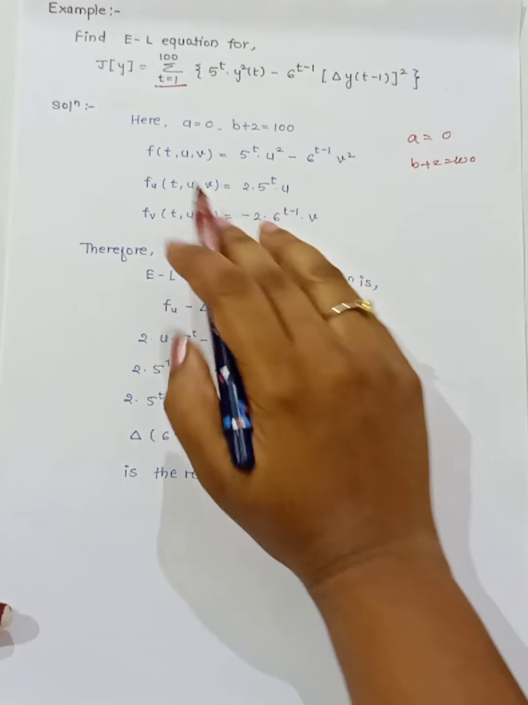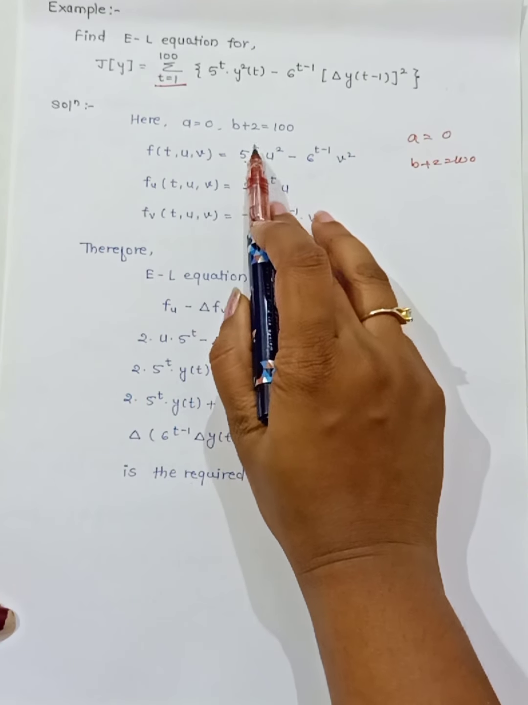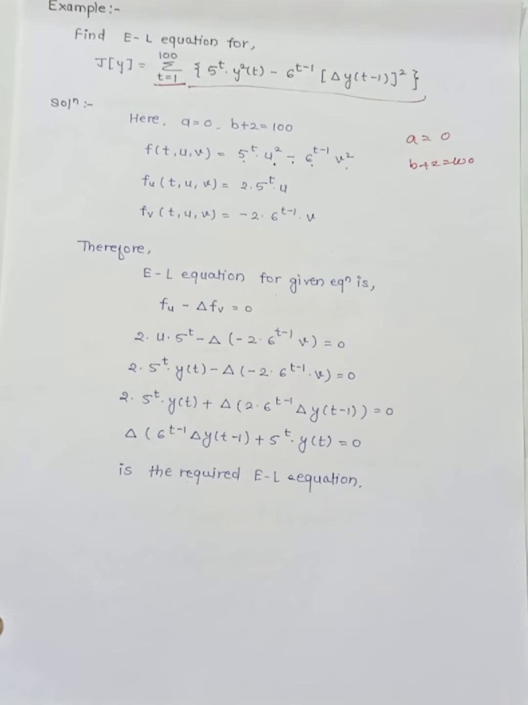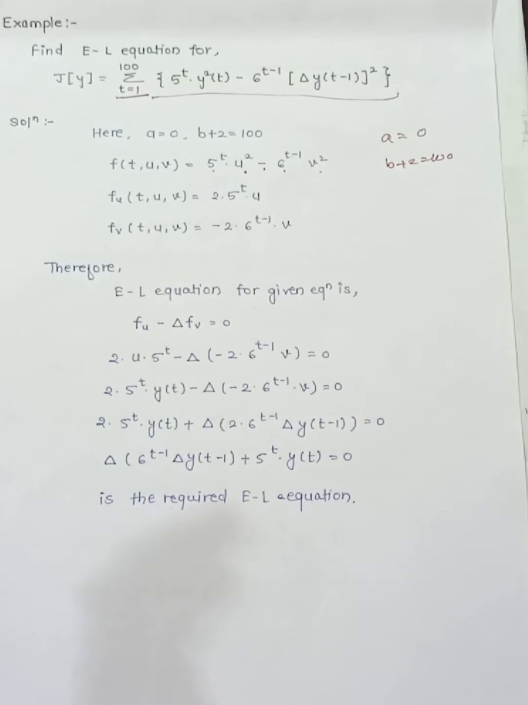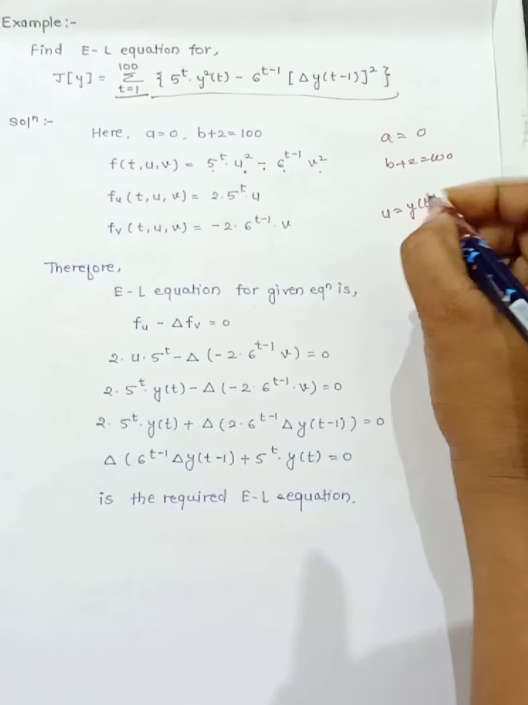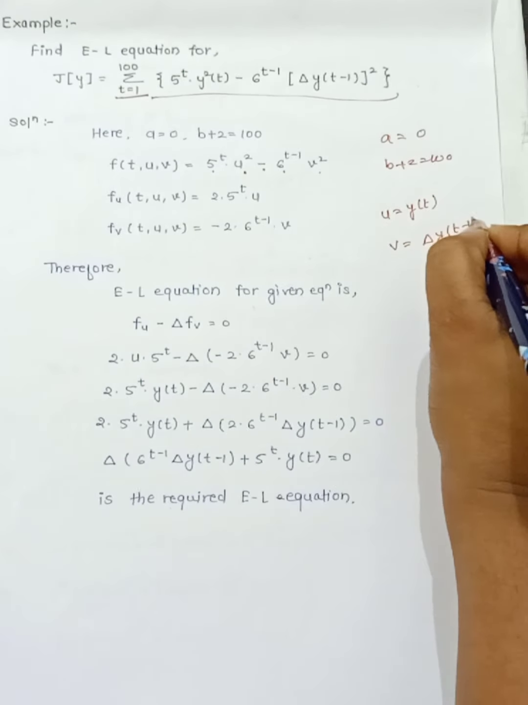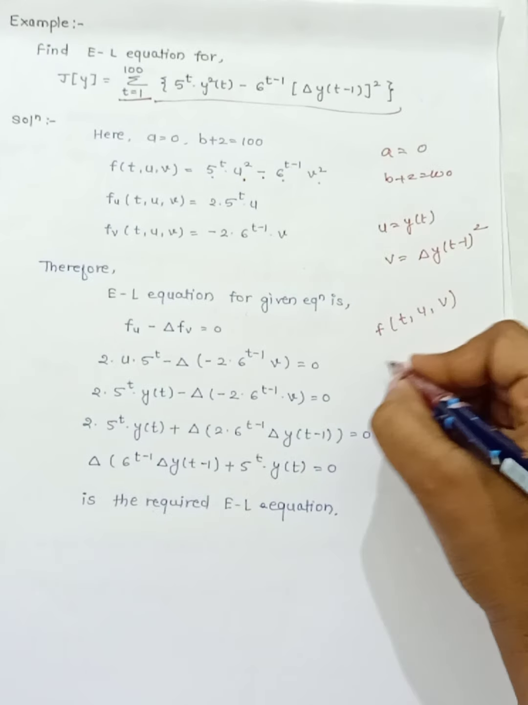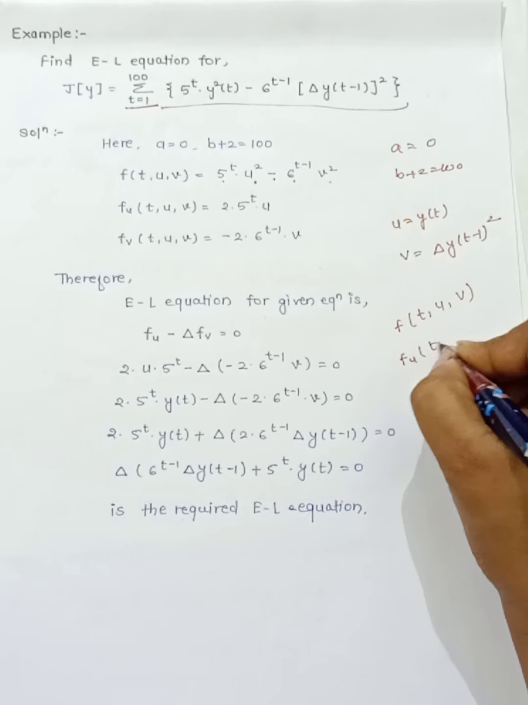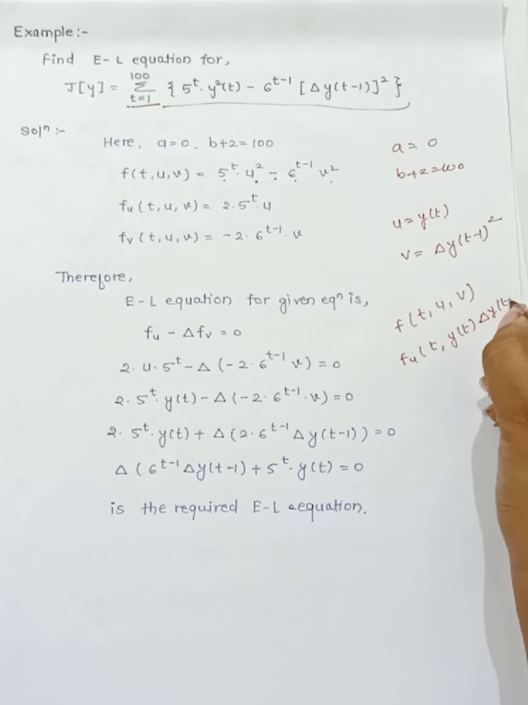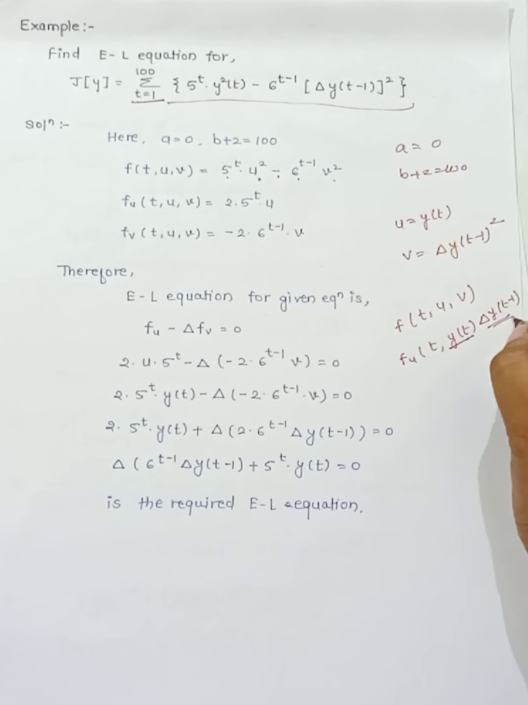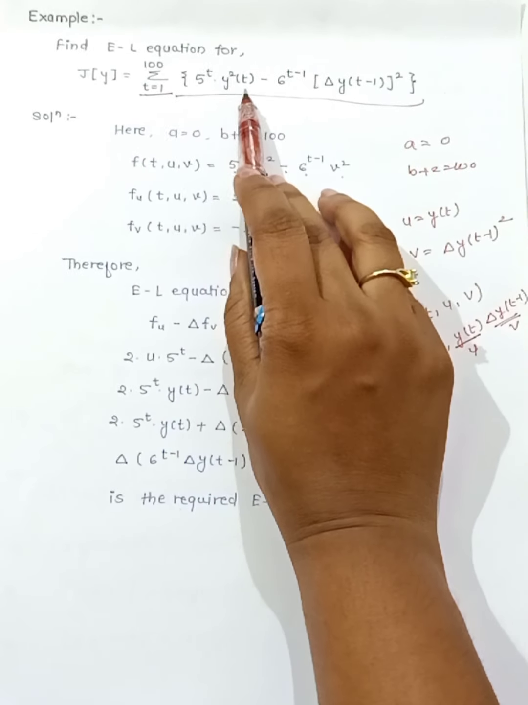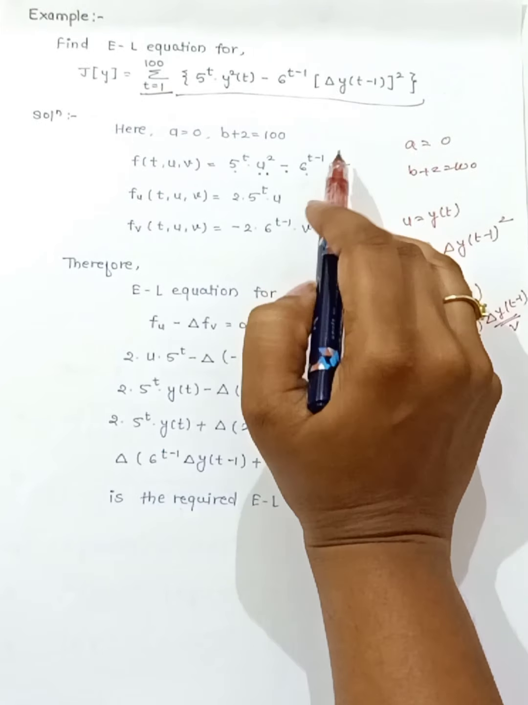So let's continue. f(t, u, v) is equal to 5^t u² − 6^(t−1) v². We have this as f(t, u, v), but we have u equals y(t) and v equals Δy(t−1), because we have seen earlier that when writing f(t, u, v), we write f(t, y(t), Δy(t−1)). So this is the value of u and this is the value of v. Therefore we have, in place of y², u², and in place of Δy(t−1)², v².